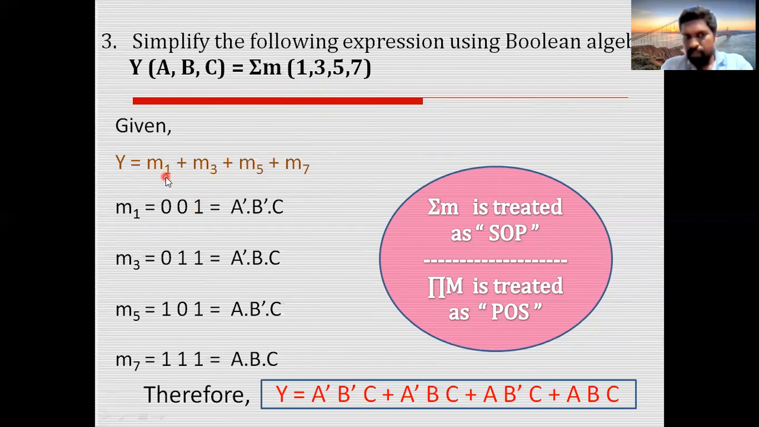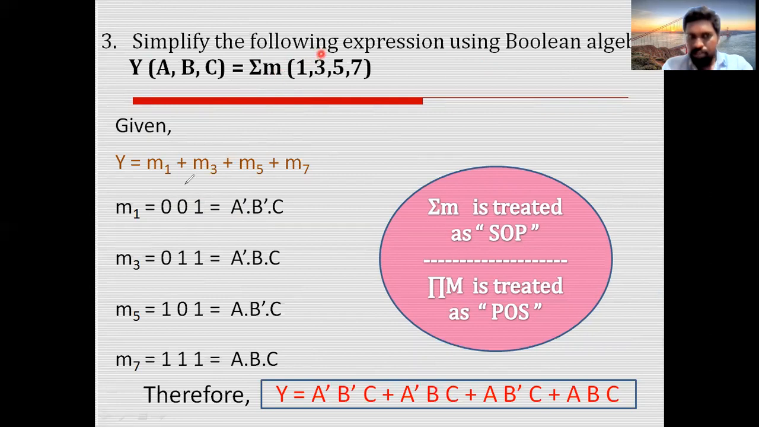And you know what M1 is? 1 in the sense, write in terms of binary 0, 0, 1. 3 in the sense 0, 1, 1. 5 in the sense 1, 0, 1. 7 in the sense 1, 1, 1. Write down the index values. You call this an index, this is an index. Write the index values into binary form and convert them into an expression. SOP means 0 means bar. So 0 in terms of A is A bar, 0 in terms of B is B bar, 1 in terms of C is C.